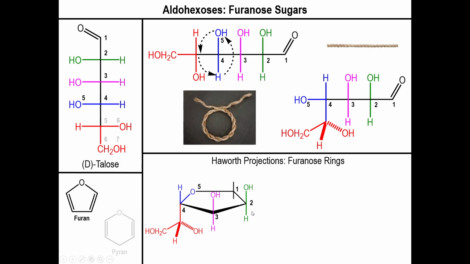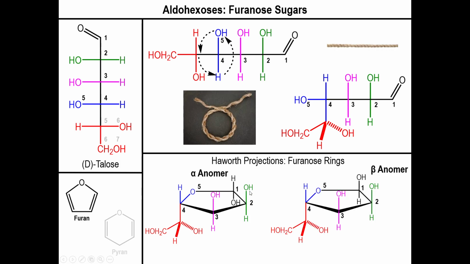All right, and then that brings me to the position 1 carbon, what used to be the carbonyl position. On the one hand, we'll end up with OH and H, such that the OH is pointing down, in which case we're dealing with the alpha anomer. On the other hand, we'll have the situation where the OH points up, in which case we have the beta anomer. And as far as naming this, it's still talose, it's still a D sugar.